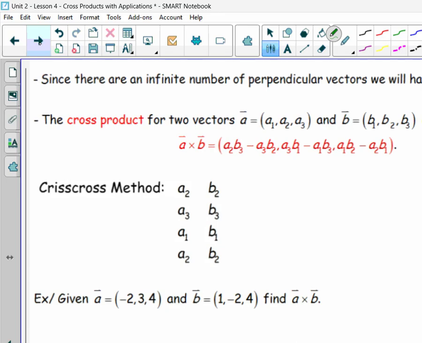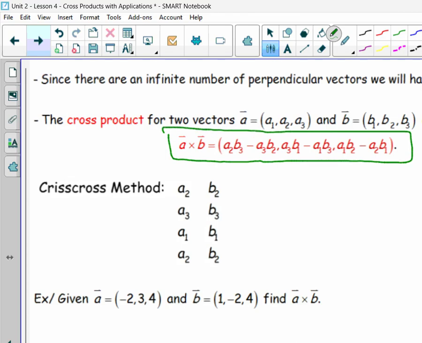To get this one, we could use this crazy looking formula. This is actually the formula for how to do it. It totally works. And if you really want to memorize that formula, go for it. But I have a little shortcut for you. We call it the crisscross method.